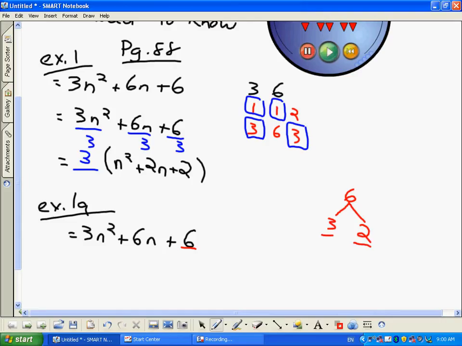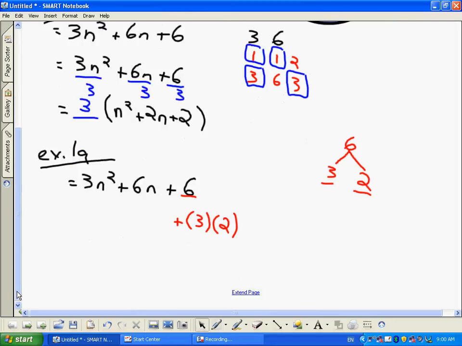So what I'm going to do is replace the term 6 in the next line with the numbers 3 and 2. Those are the prime factors of 6. Okay? Let's go on to the next one, 6n.